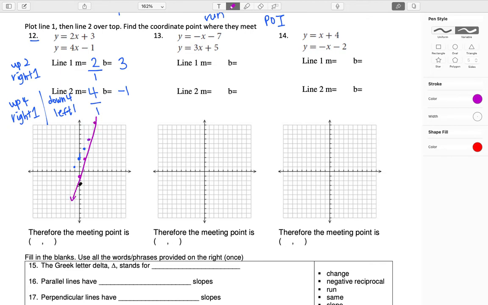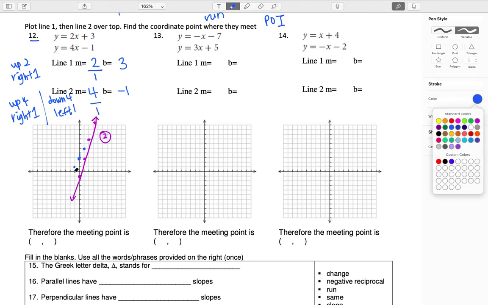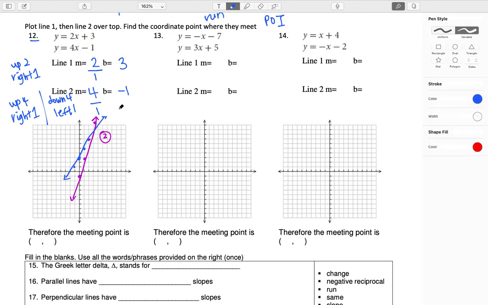So if possible, please use a ruler. So this is line 2, and this is line 1. So you notice right away that they meet over here. Do you see this point? So this point, it looks like they are meeting at, it's supposed to be, it's at 2, 7.